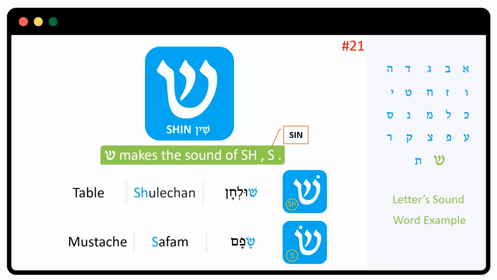Our second example is Safam. The word Safam starts with the letter Shin, but this time the dagesh is on the top left of the Shin. Therefore, it makes the sound of the letter S. Safam. And Safam means a mustache.